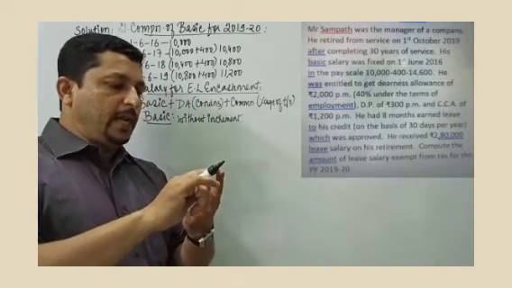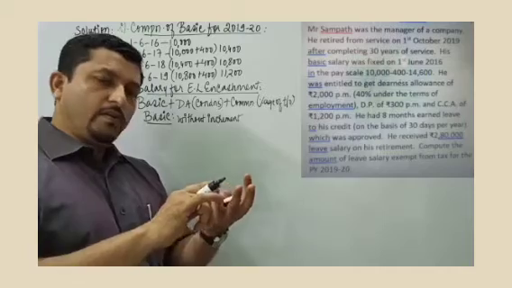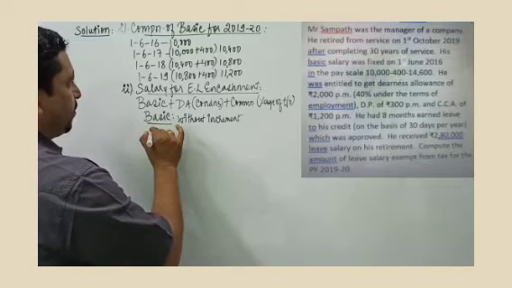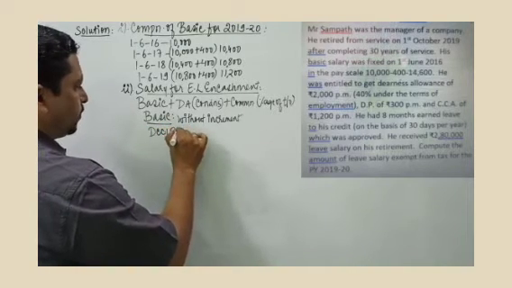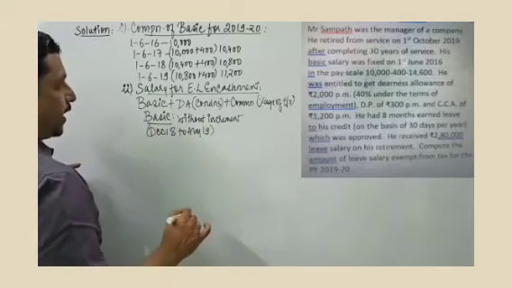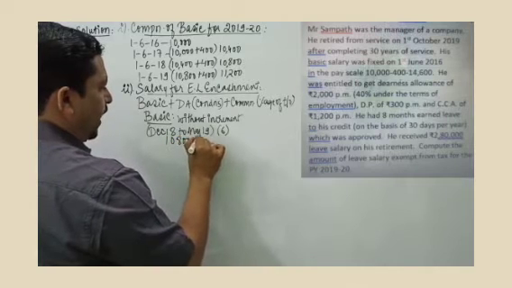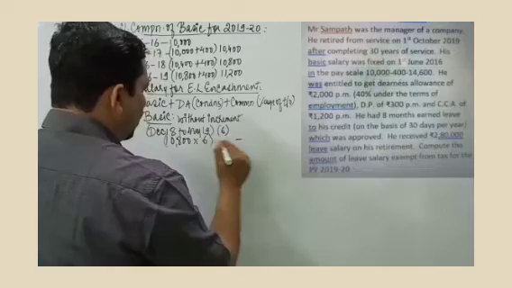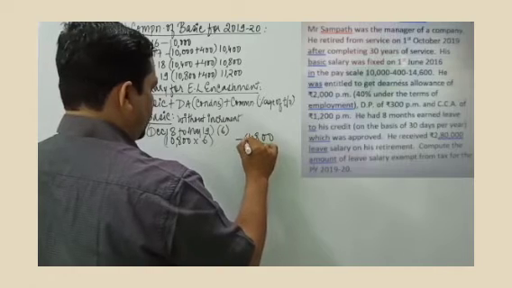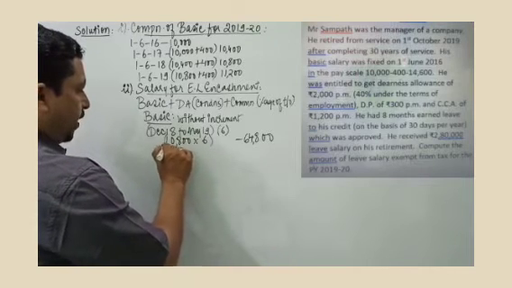So prior to June is May, April, March, February, January and December. 6 months. So December 2018 to May 2019 comprises a period of 6 months. So for 6 months, his basic would be 10,800. So 10,800 into 6 would give you 64,800.